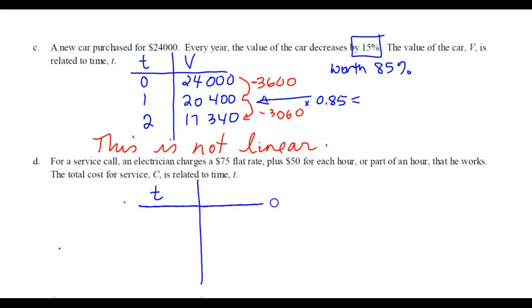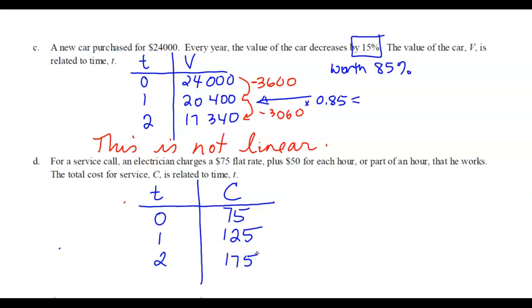So this is time and cost again. So this is saying that to come out to your house, they're going to charge you $75 no matter what. Very common. Usually it's actually more than $75. So for 0, it's still going to cost you $75. $50 for each hour or part of. So for 1 hour of work, it's going to be 50 plus 75 is 125. For 2 hours of work, it's going to be 2 times 50 is 100 plus 75 is 175.